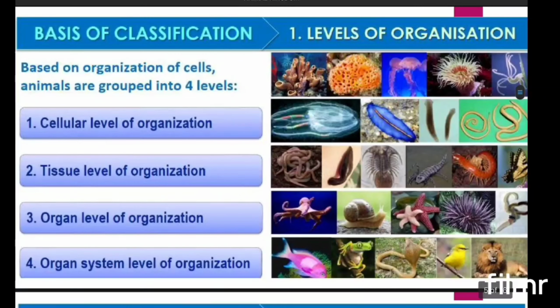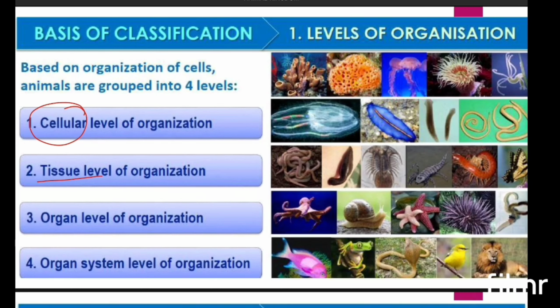Here you can see the basis of classification, the first one, the level of organization. The level of organization can be categorized into different types. First is the cellular level, in which the organisms, whether unicellular or multicellular, do not form tissue. Then comes the tissue level, that means similar types of cells performing the same function come together to form a tissue and do specific work. So in some organisms you can see the tissue level of organization.